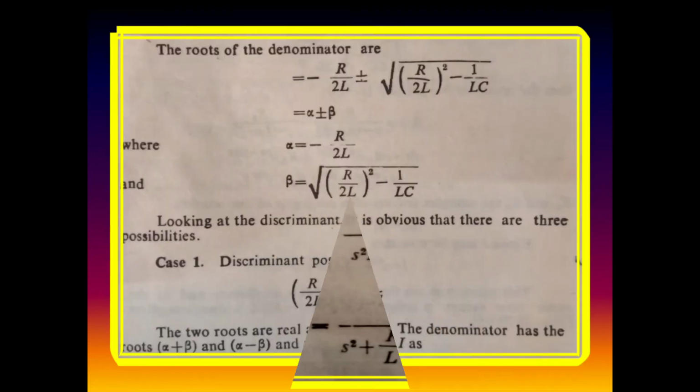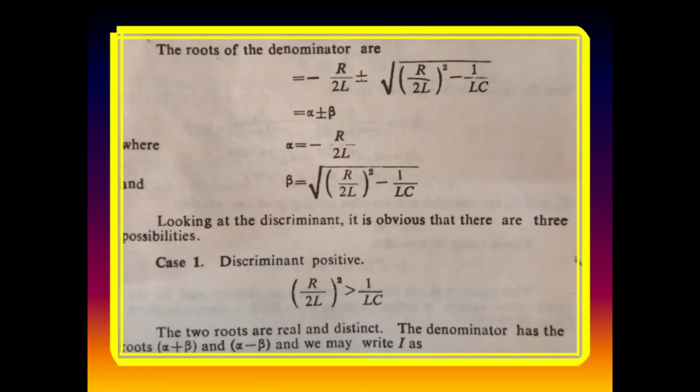If we divide by L, we get S squared plus R by L S plus 1 by LC. This is in the form of x squared plus Ax plus C. Like that we have this equation. So we have to find the solution for this second order differential equation. Let me start with that.